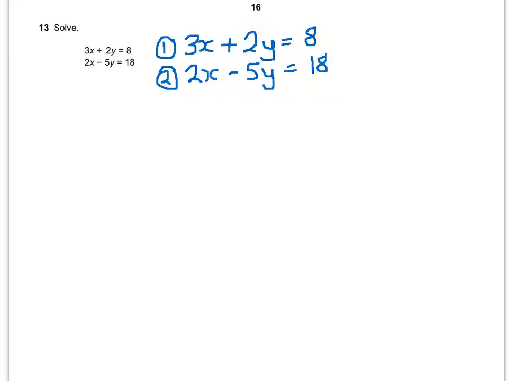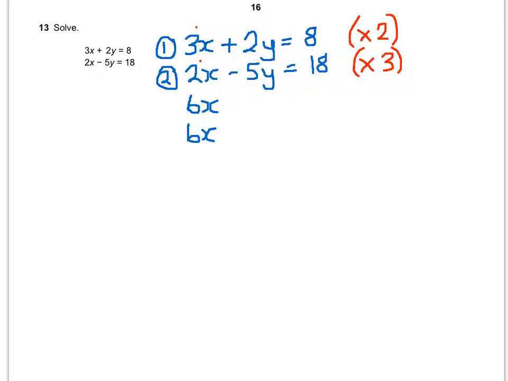So we're going to rewrite both of these equations. I'm going to choose to change the x's both into 6x. Now, in order to change 3x into 6x, I've had to times the entire of this first equation by 2. And again, for this second equation, in order to turn 2x into 6x, I've had to times the entire of that by 3.